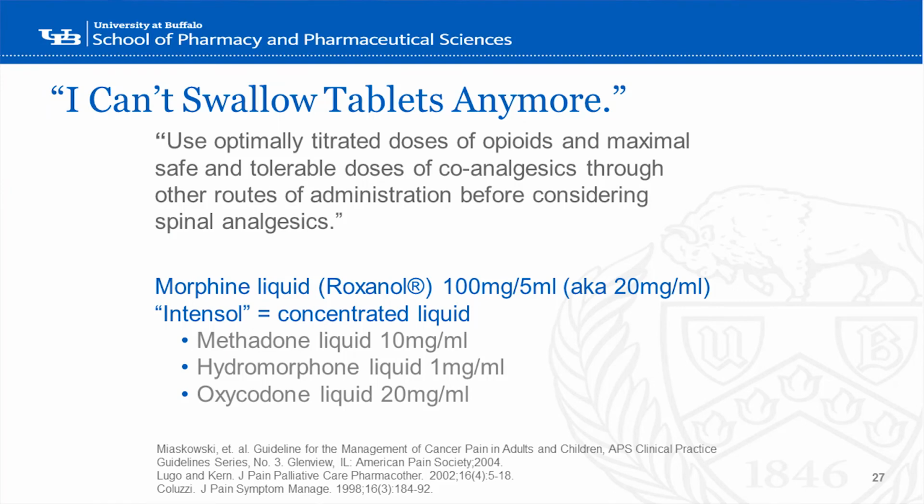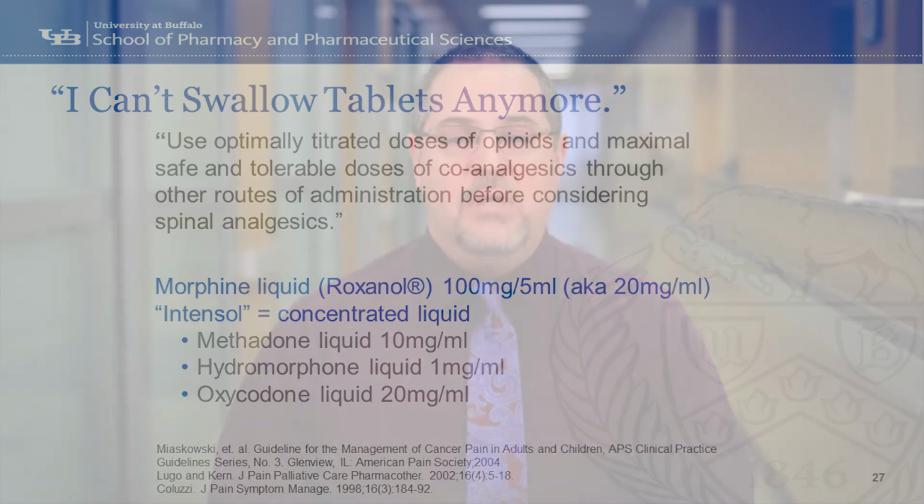I titled this slide, "I Can't Swallow Tablets Anymore," because it becomes an issue with many of our patients as they progress towards death. And the quote that I have here is to use optimally titrated doses of opioids and maximal safe and tolerable doses of co-analgesics through other routes of administration before considering spinal analgesics. So basically what we're trying to do is to keep patients on oral medications because of their desire to stay at home, using any other routes of administration both become technically difficult in the home as well as sometimes cost prohibitive.